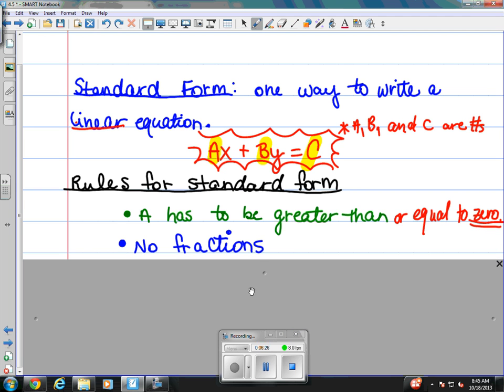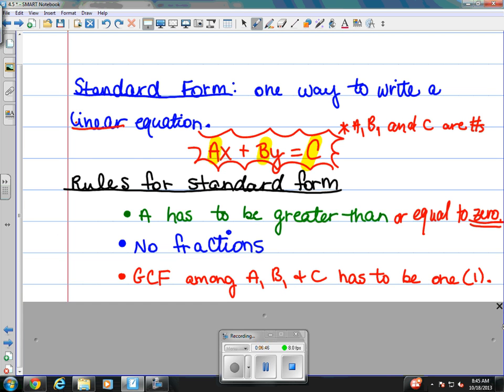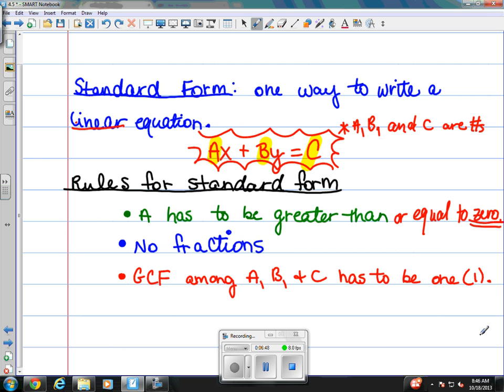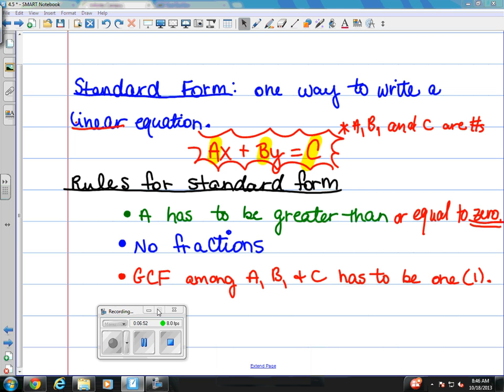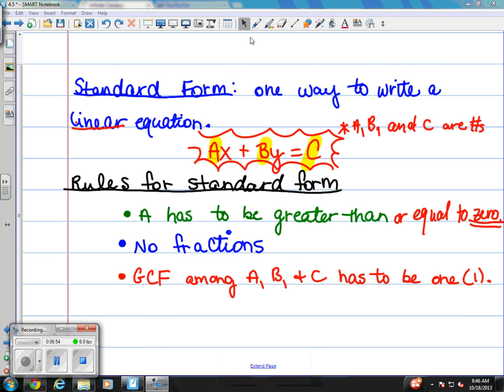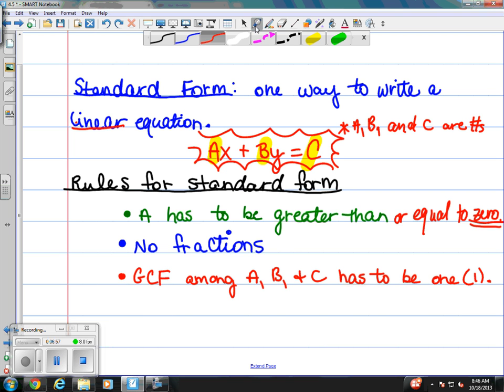Alright, our second rule is that we're not allowed to have any fractions. No fractions at all. Okay? And if you think about fraction bars meaning to divide, if we're not allowed to have fractions, that means the opposite is to multiply. We'll need to know that here in just a second. And our last one is GCF among A, B, and C has to be 1. So our GCF among A, B, and C has to be equal to 1.